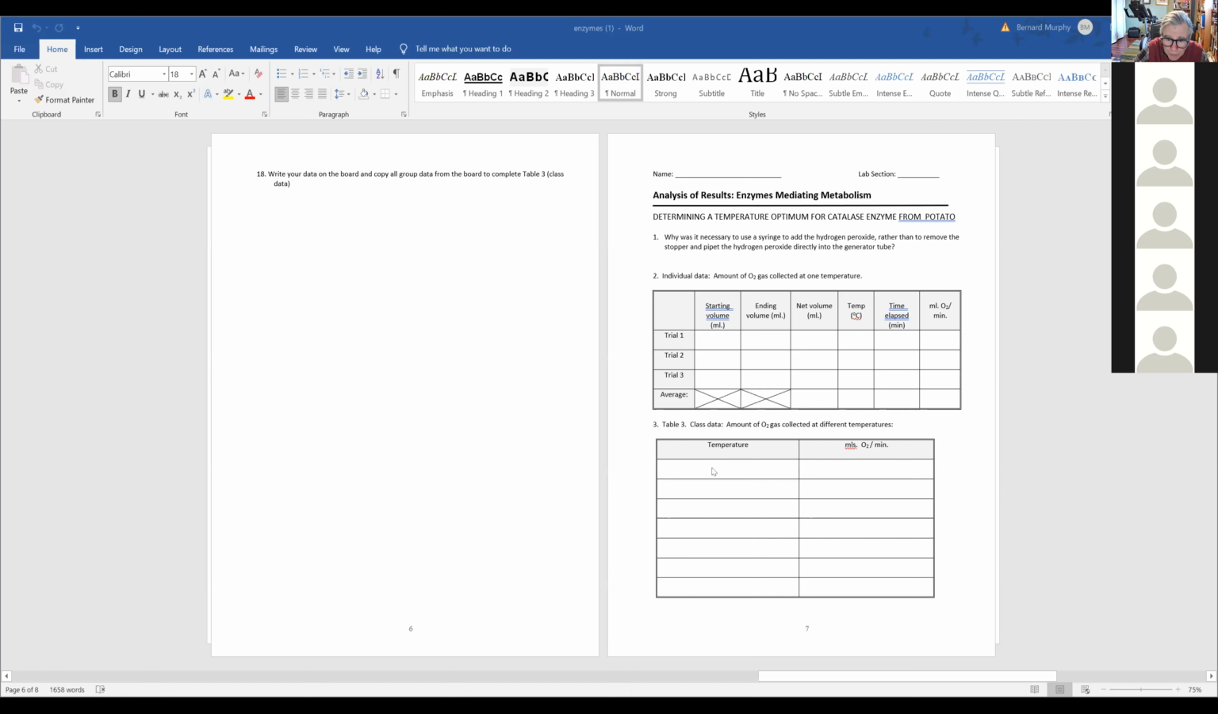All right. So you have to put in here, because we didn't actually do the experiment, make sure you write down the three temperatures here and the milliliters of oxygen produced per minute for those three temperatures with the data that we collected yesterday. Write that down here, right? Okay.